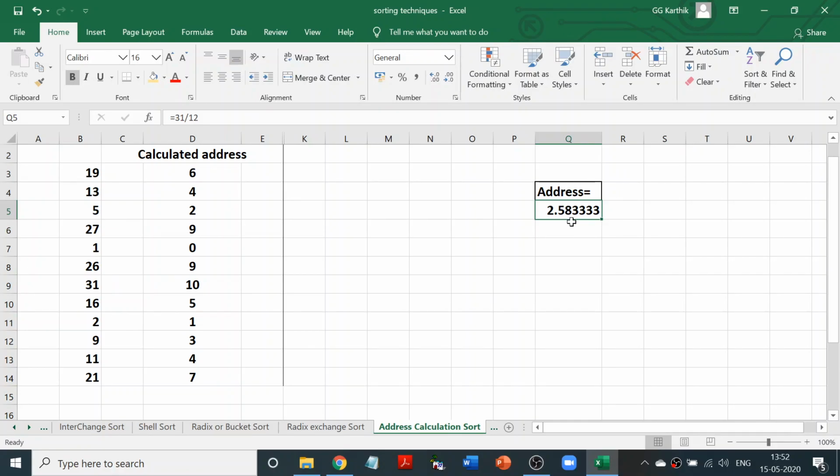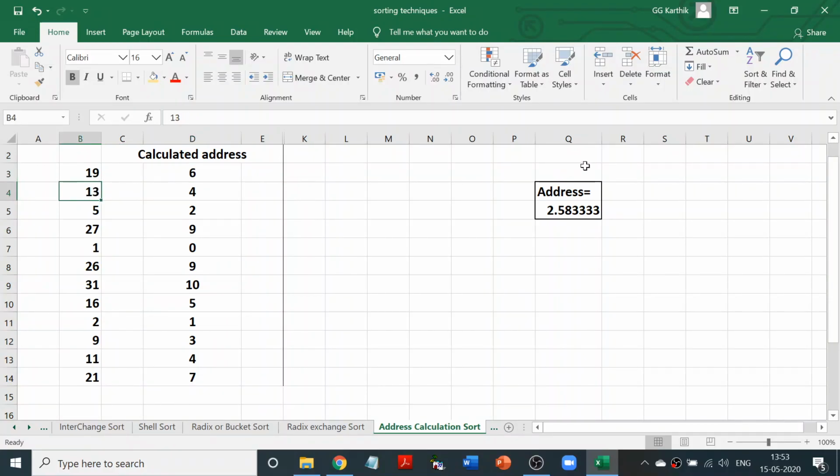Keeping this address, I will be calculating an address for all the numbers. Where I want to keep each number is what I'm going to find out now. I'm going to do something like 19 divided by 3, 13 divided by 3, and we round it off. Whether it is upper bound or lower bound, don't worry, whichever bound you use, you will sort it in the end. There won't be any confusion. So 19 by 3: 6 3s are 18, so I've taken the lower bound, and 6 is the calculated address.